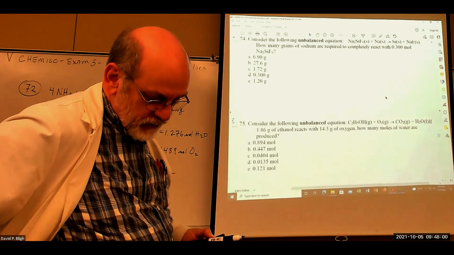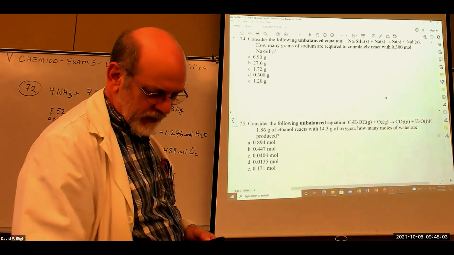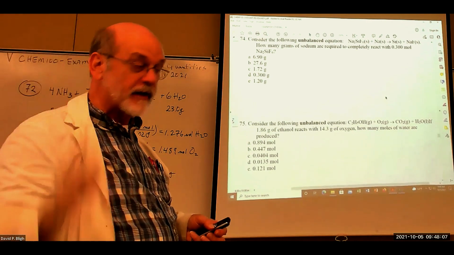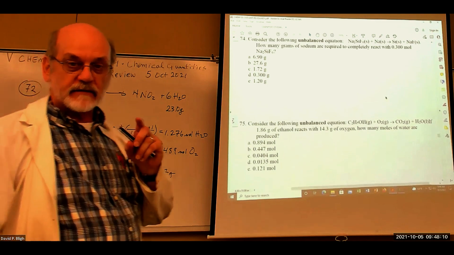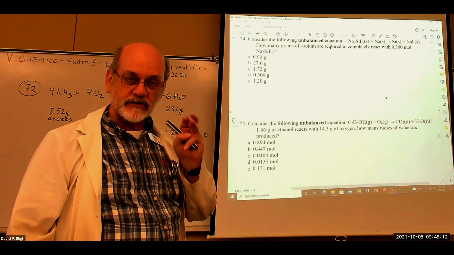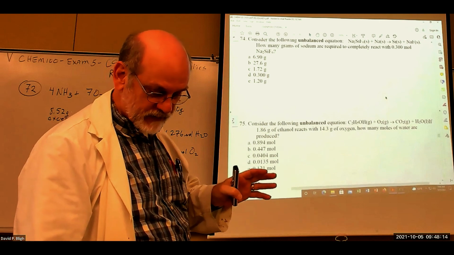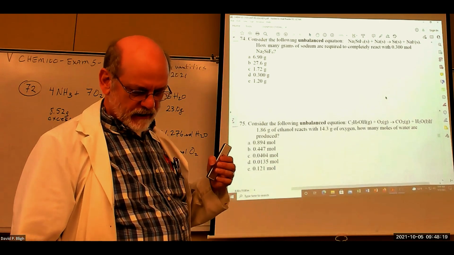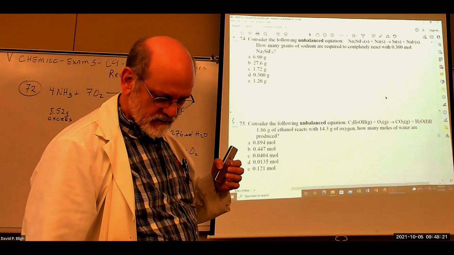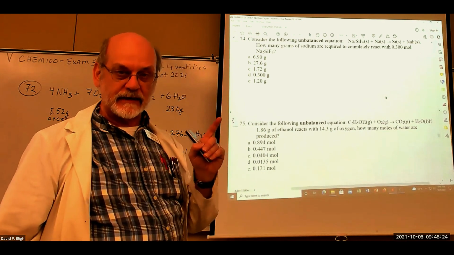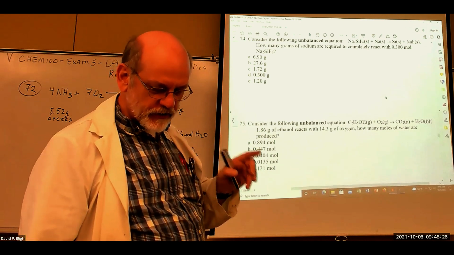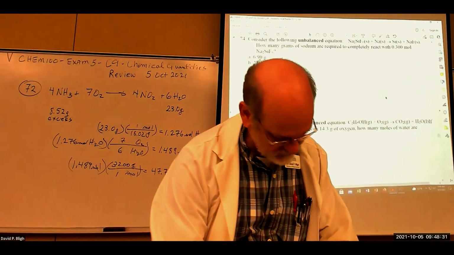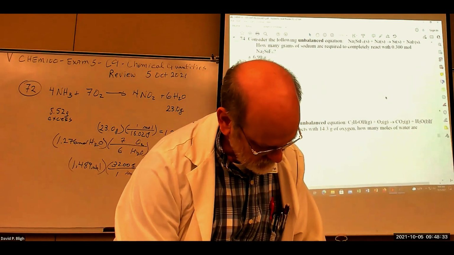We balanced that equation before, and then if 1.86 grams of ethanol react with 14.3 grams of oxygen, how many moles of water are produced? That is a limiting reactant problem. So you just need to balance the equation for 75, convert to moles, and see which one is limiting. Then you can determine the moles of water produced. So I'm not going to do 75 either. We've done one like that already.